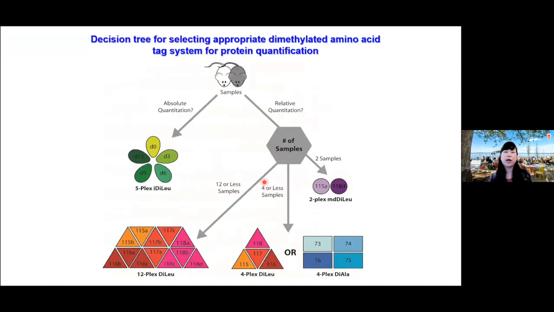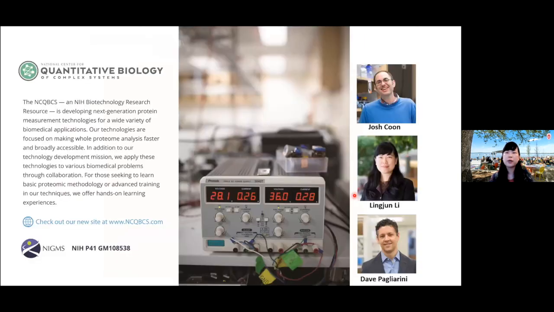So to wrap up, I hope I've shown you that we have developed a suite of these dimethylated amino acid tags that can enable different protein quantification depending on the purpose, either for absolute quantification or relative quantification, depending on the number of samples you are interested in looking at, and also looking at MS2 or MS1 based quantification. I also want to thank the P41 Center under the leadership of Josh Kuhn to support some of this work that I talked about today.